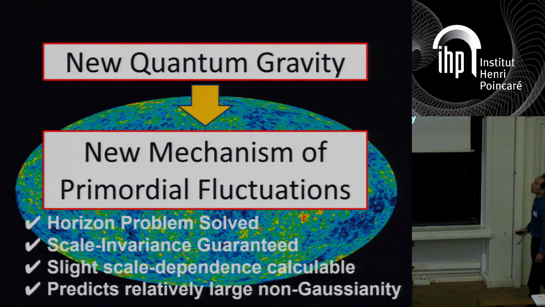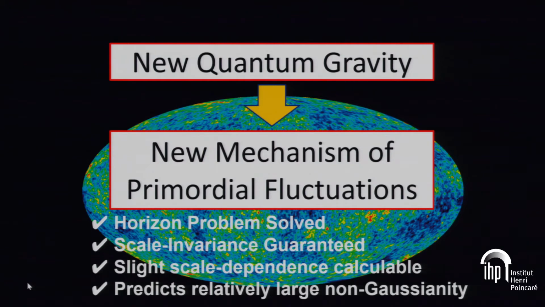So in this way, based on the new quantum gravity theory, we have a new mechanism of primordial fluctuation. The horizon problem can be solved, and the scale invariance is guaranteed, almost. If we want a slight scale dependence, it is calculable. I'm lazy enough not to compute this, but in principle it should be possible. Also we can compute the non-Gaussianity, the 3-point and 4-point functions, and this predicts relatively large non-Gaussianity, which is consistent with Planck, but may be detected in the future. I computed this, I can say.